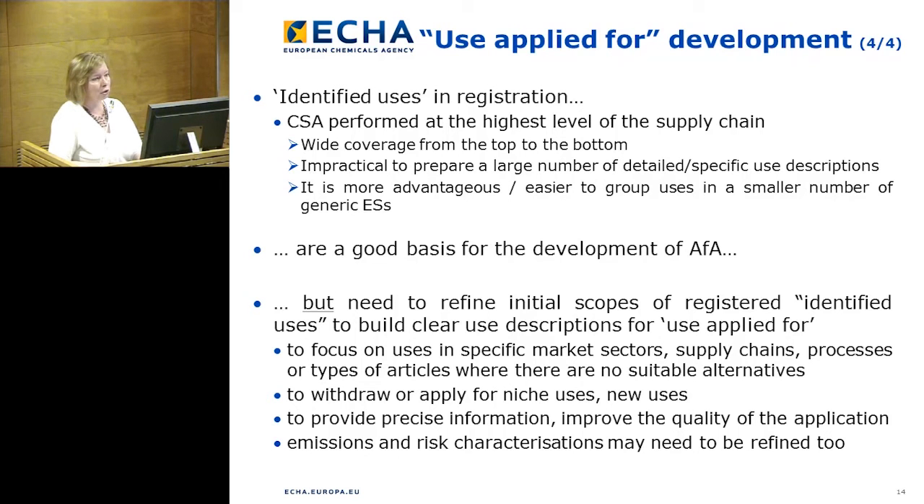Also, the information level is different. The information in the use applied for has to be much more specific and precise. As a result of this more detailed assessment, some elements of the emissions and risk characterizations might be refined too. And then the information that has been prepared for the analysis for the application for authorization, for the CSR elements, may need to be used to amend the registration CSR as well.